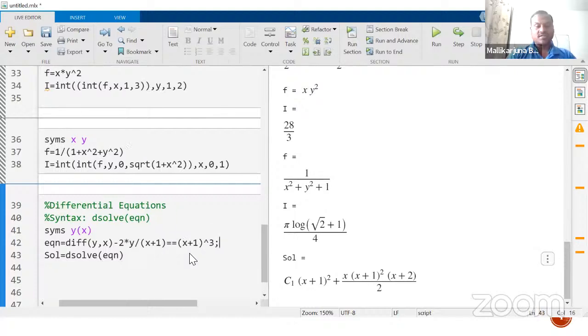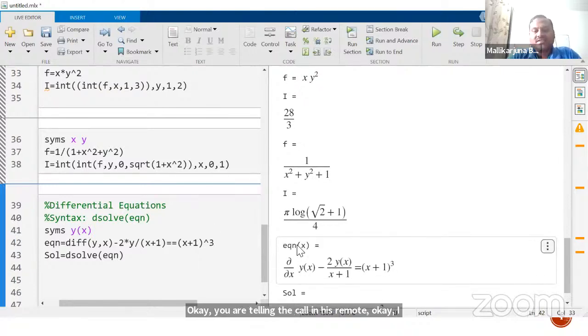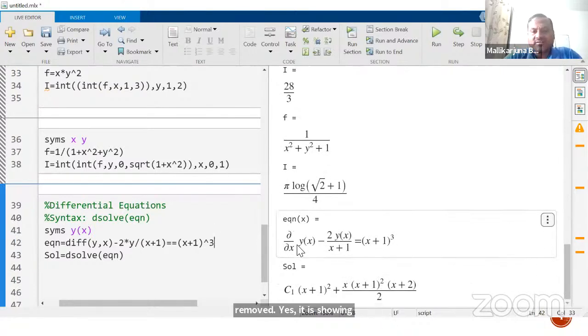Okay, you are telling me the colon is removed. Okay, I removed it. Yes, it is showing the same equation, right? But it's showing the partial notation. That doesn't matter. The equation itself is shown as the same as what we typed.